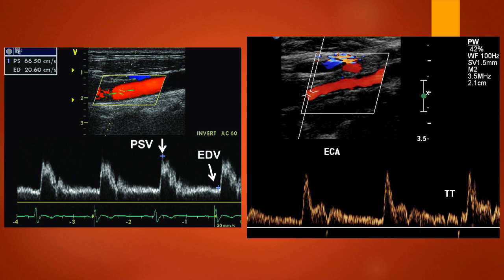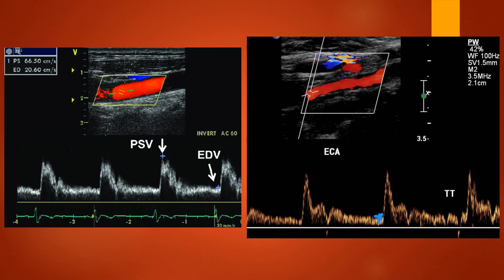Here we have our ICA differences versus our ECA differences. Left-hand side is going to be our ICA, right-hand side is going to be our ECA. Our ICA is going to be a little bit less pulsatile, so we're going to see a little bit less of a strict waveform, and it's going to have a slightly higher end diastolic velocity. So if we look at this picture on the left-hand side, that EDV versus the EDV on the right-hand side, that's going to be the EDV there. It's much lower. It gets a lot closer to 0 with the ECA.